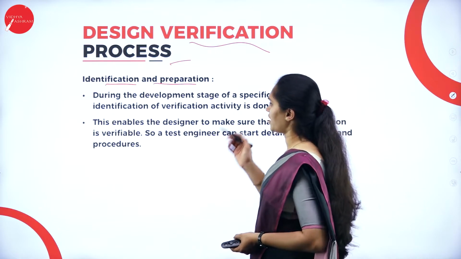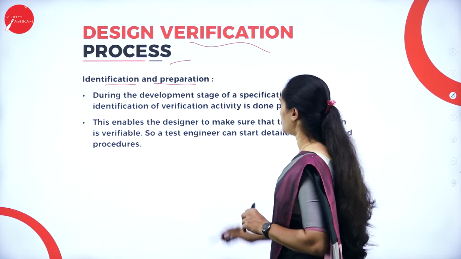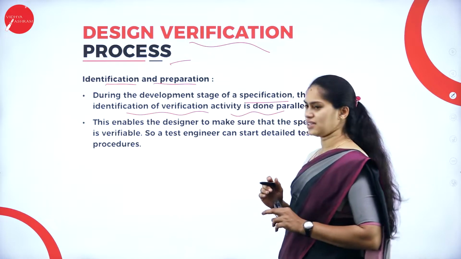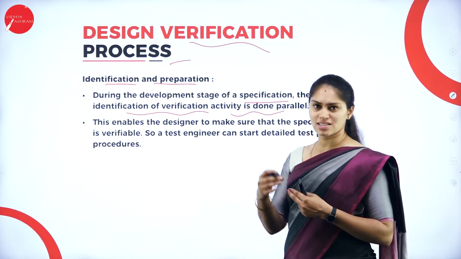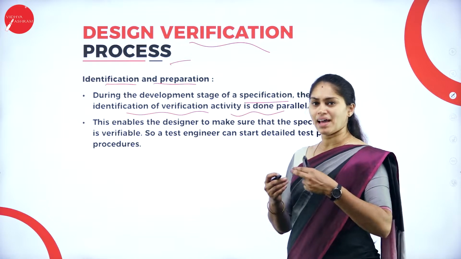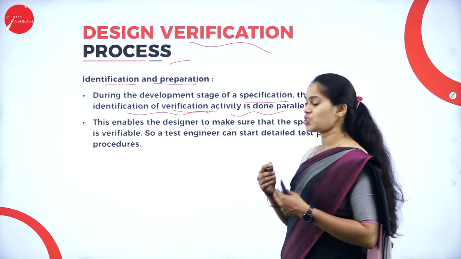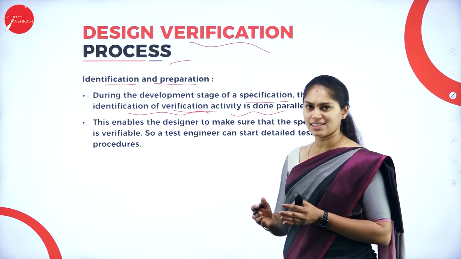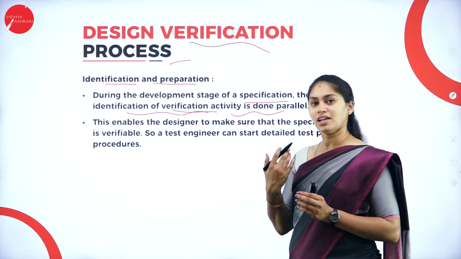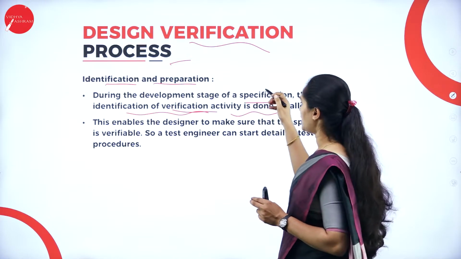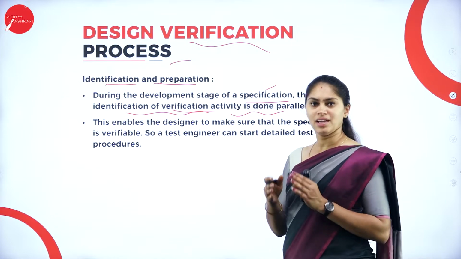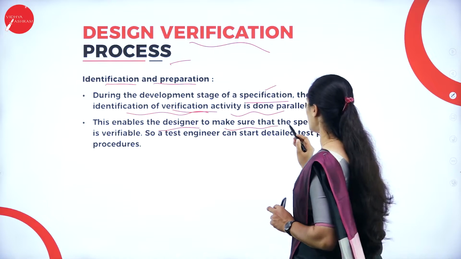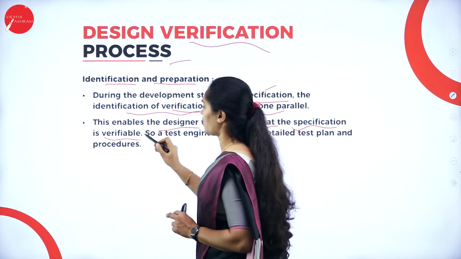So, in the identification and preparation, in this development stage of a specification, the identification of verification activity is done in parallel. So, if a user is giving one requirement, in parallel they are going to do this verification activity, so that if it is done in parallel, then it will be easy if the number of requirements is more. So verification and specification both are going to be done in a parallel manner. Mainly this enables the designer to make sure that the specification is verifiable.